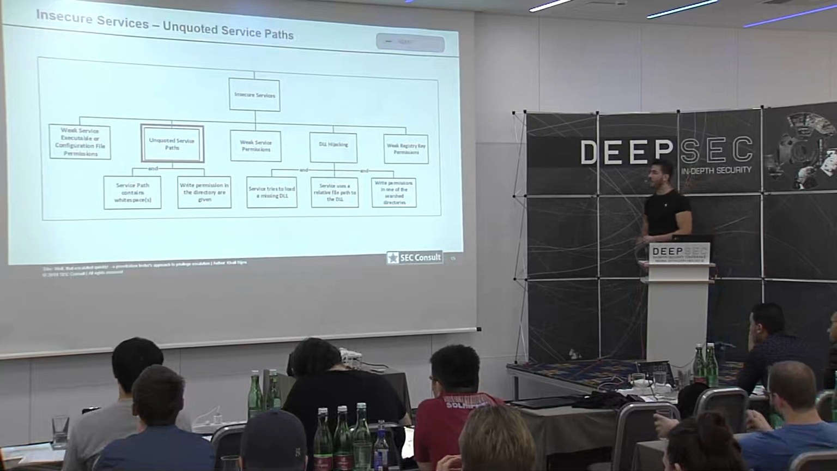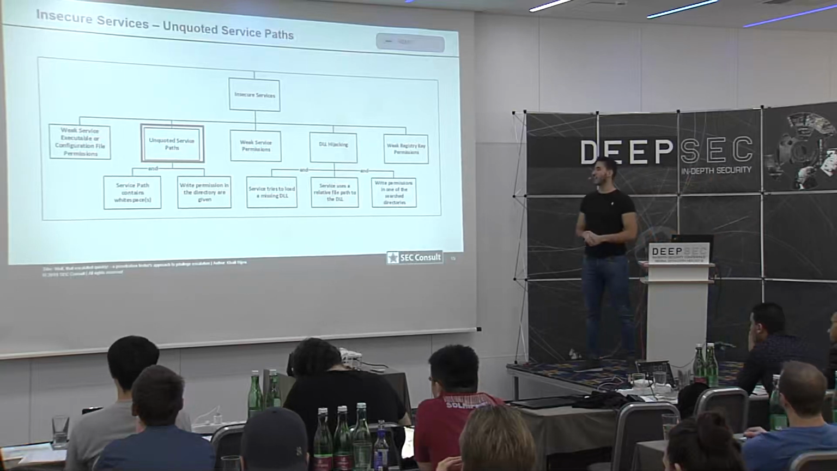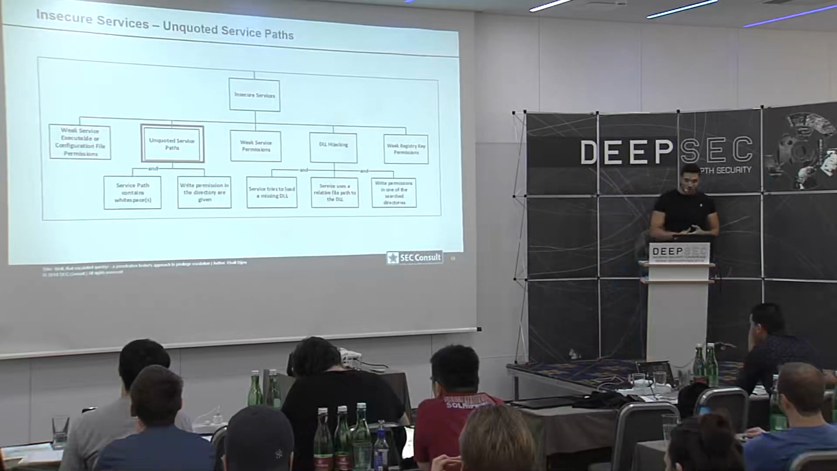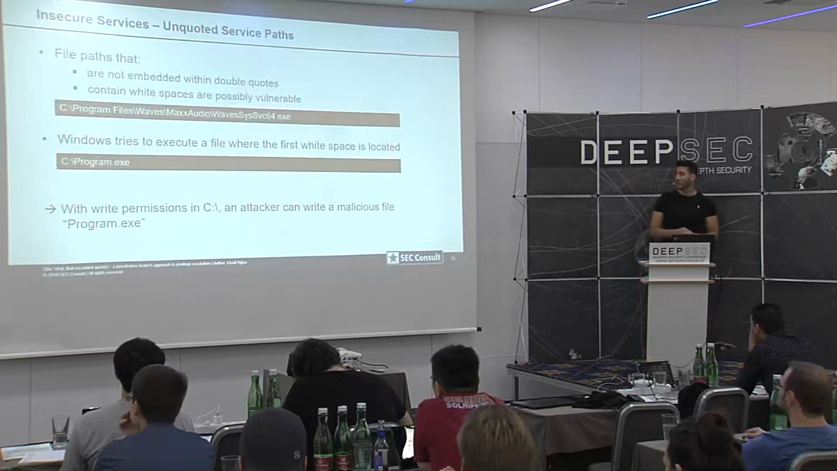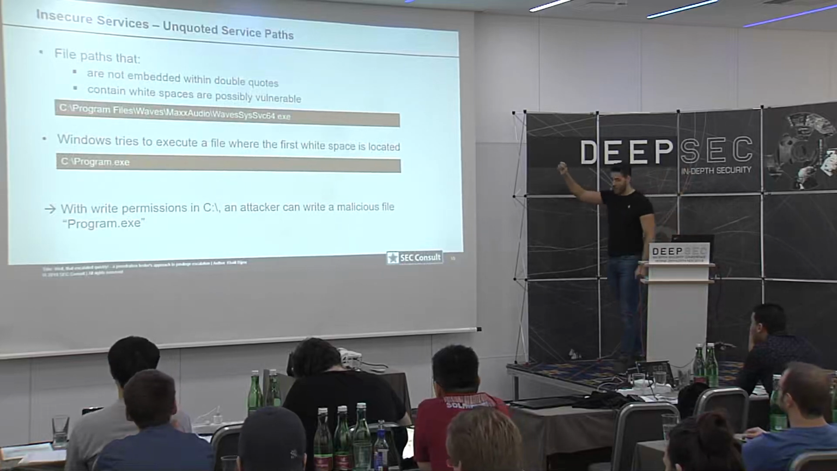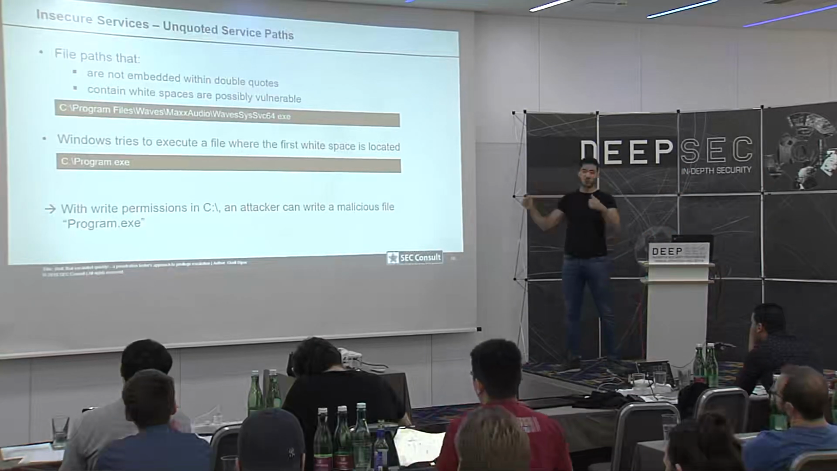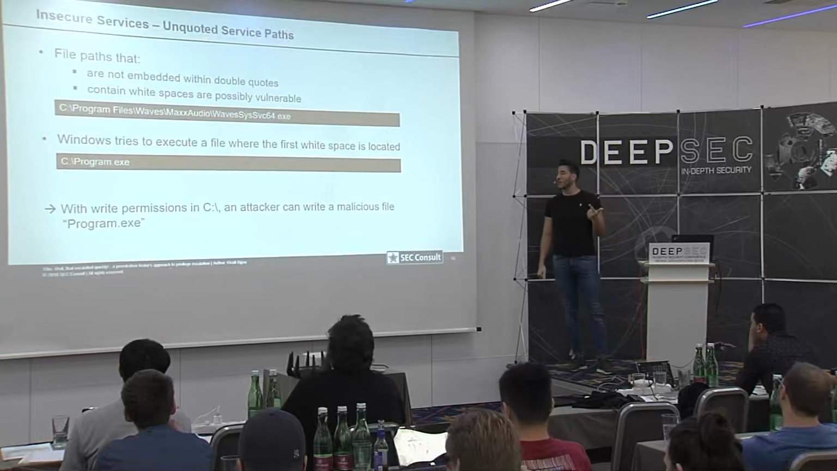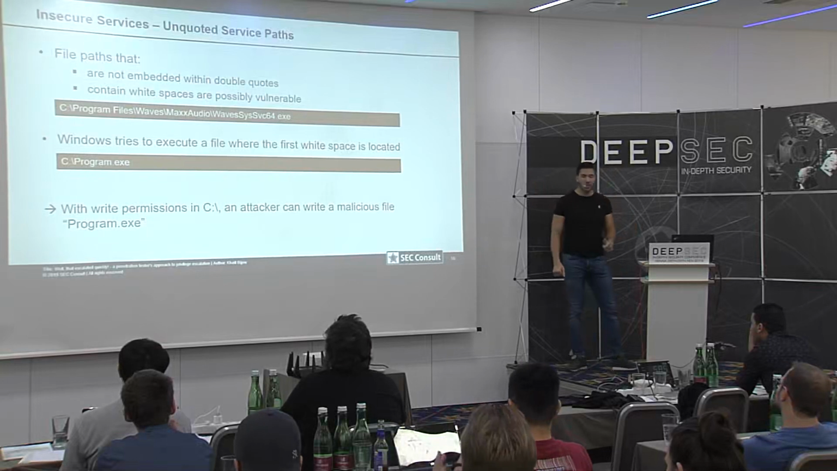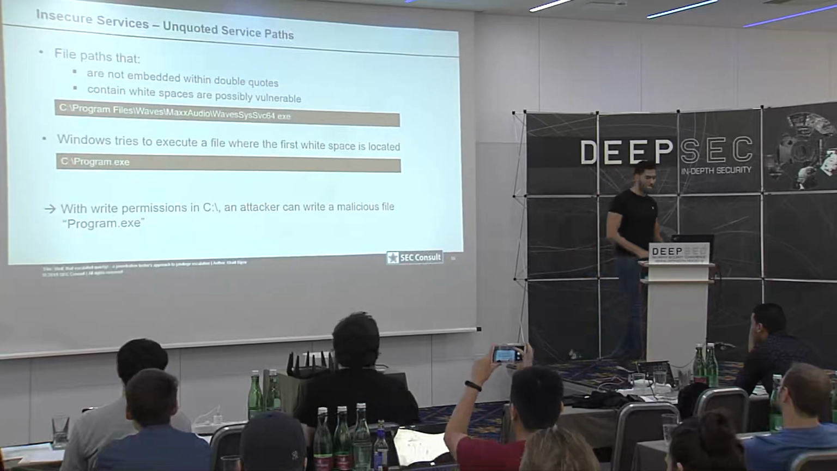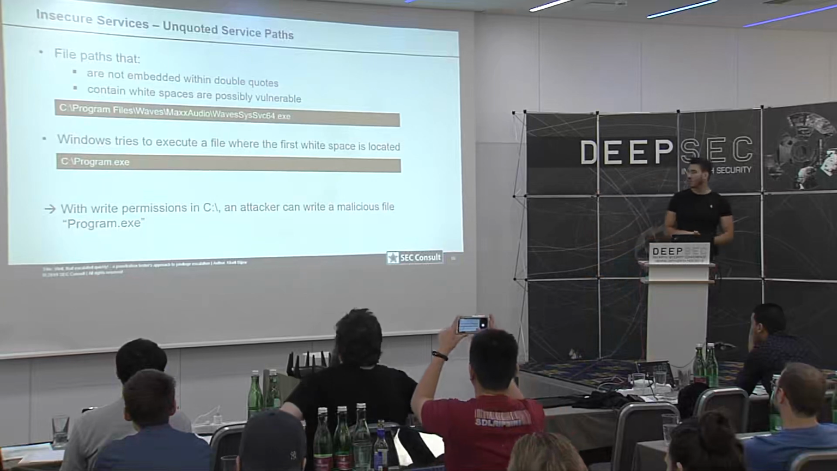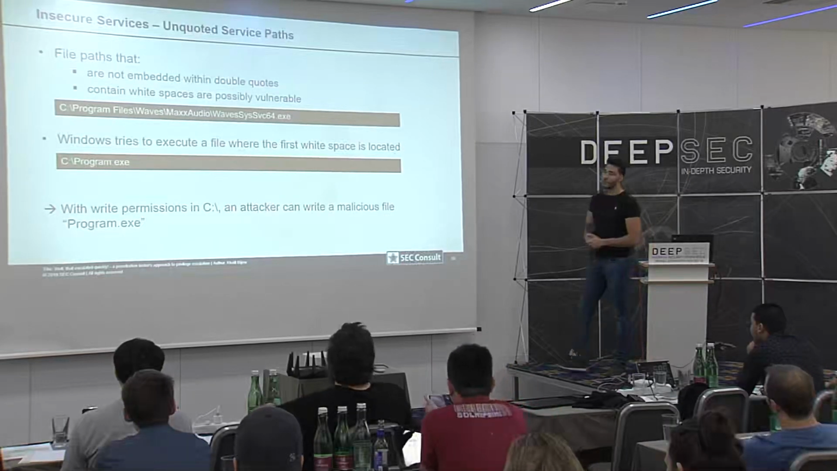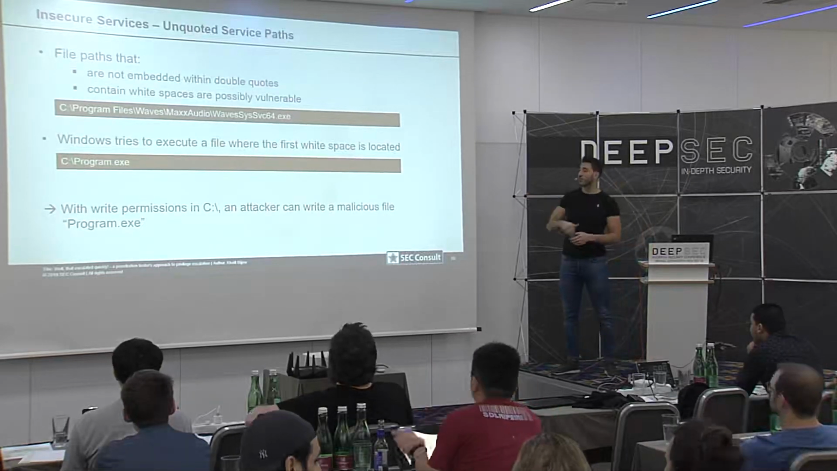Also, not that hard to understand attack vector are unquoted service paths. So what are unquoted service paths? As you can see, in the first orange box, we have a path to a file that, first of all, does not contain any double quotes at the beginning and at the end, and contains white spaces. Windows behaves a little bit weird when it finds such a path, because it tries to find an executable file where the first white space is located. So it tries to execute cprogram.exe.